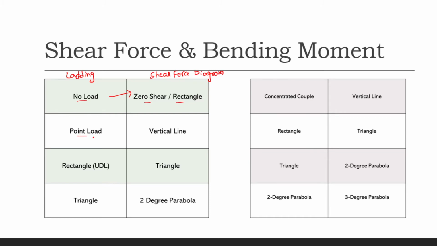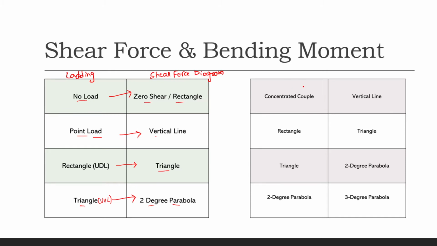If you have a point load given in the beam, it will translate into a vertical line when you draw the shear force diagram. Remember, if you have a rectangular loading, that means a uniformly distributed loading, the shear force diagram will have a triangle. And if you have a triangle in a given loading condition, that is a UVL, uniformly varying load, you will have a 2-degree parabola as your shear force diagram. I will explain this to you using the examples.